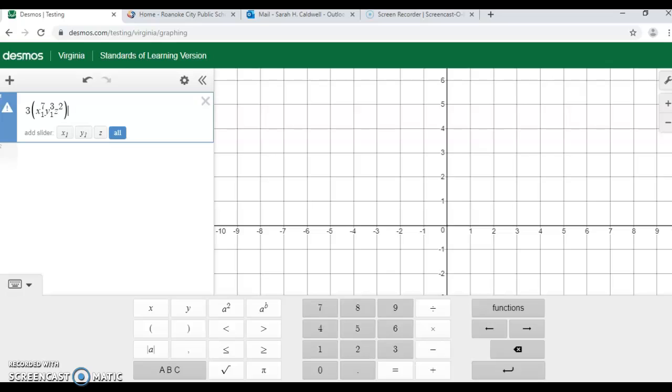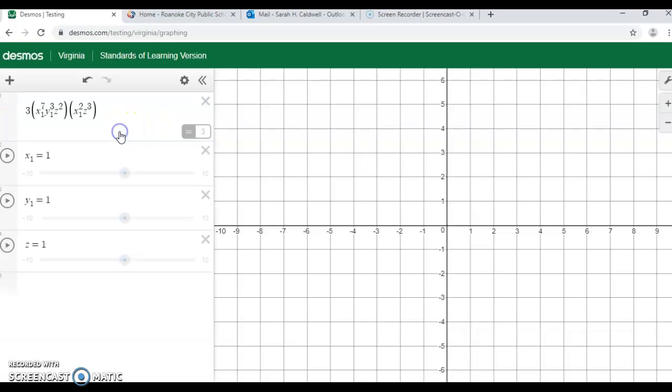All right, now we need a left parentheses, x1 raised to the 2nd power, back down, z raised to the 3rd power over and right. Okay, so we have our expression typed in. I'm going to click all for sliders. Now, you see how it starts out with x1 equals 1. They have given us the replacement value.